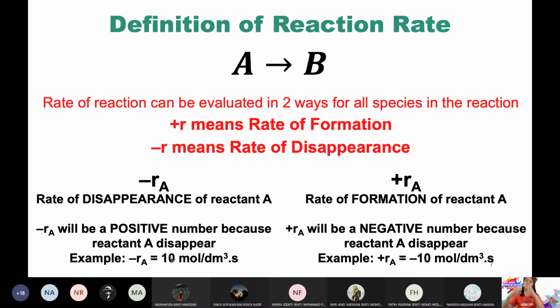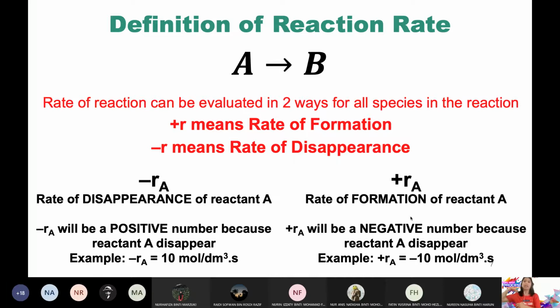10 mole per dm cube for every second is the rate of how the A disappears. So the number is positive. Okay. On the other hand, katakan kamu nak kira the rate of formation of A, positive RA. Okay, tadi kita nak kira negative RA, rate of disappearance, dan calculate the rate of formation of A. So the rate of formation of A, positive RA.